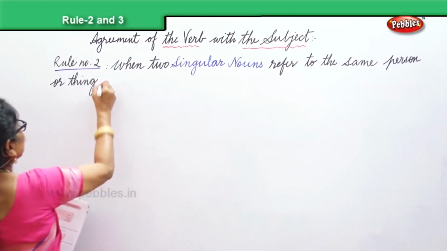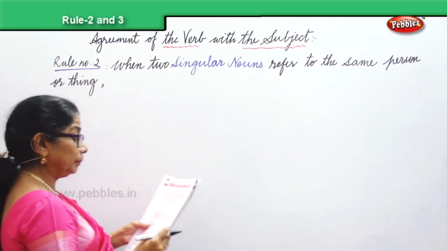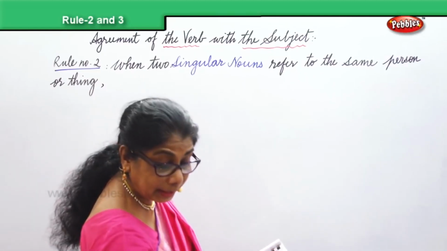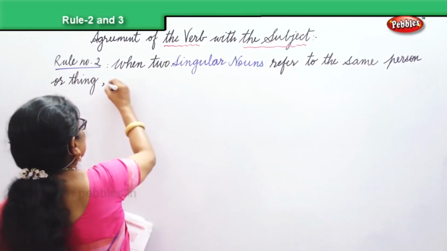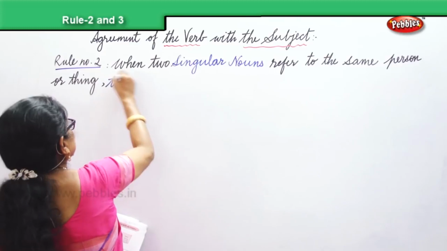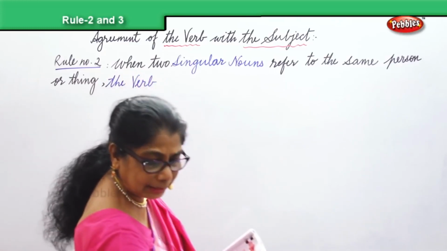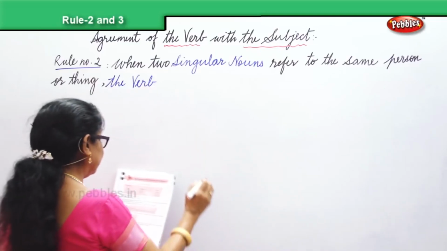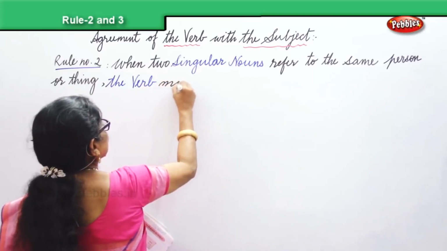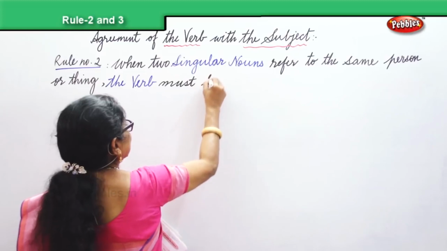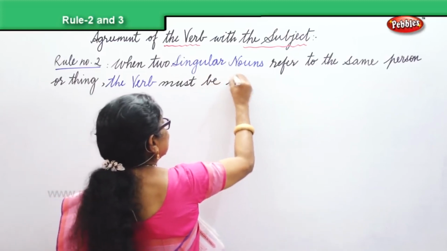Or thing, the verb must be in singular. The verb must be in singular.